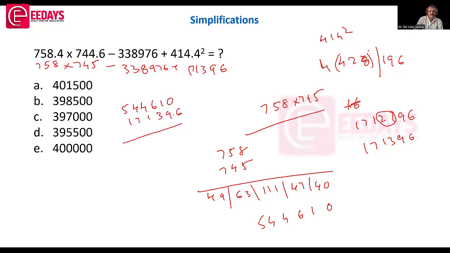171396. So this is equal to 6, 0, 1, 0, 1, 6, 1, 6 minus 338976. So this is equal to 0 and this is equal to 3 and this is equal to 0 and this is equal to 7 and next this is equal to 60.